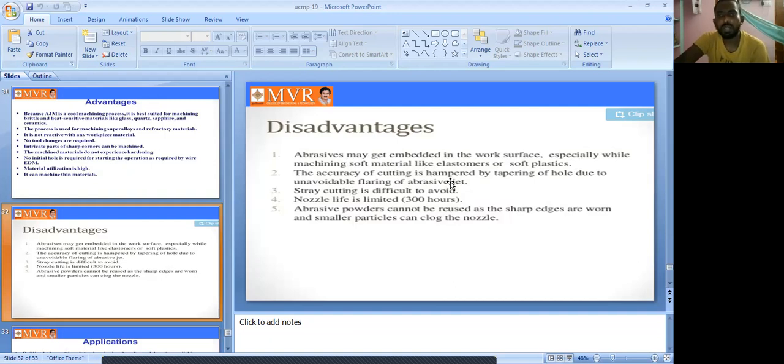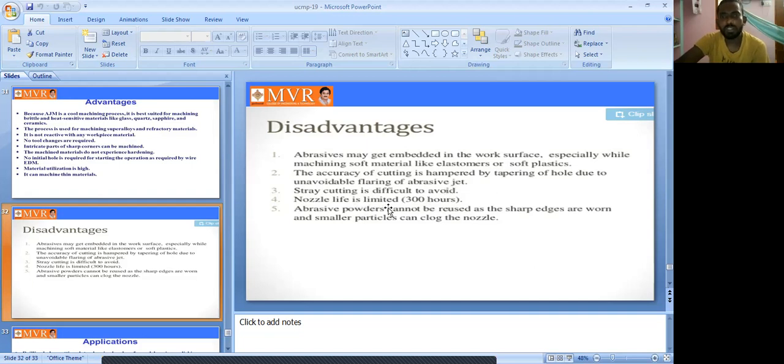The accuracy of the cutting is hampered by tapering of the hole due to the unavoidable flaring of the abrasive jet. So the accuracy of cutting is hampered by the tapering of the hole. The stray cutting is very difficult to avoid in this kind of machining operation.